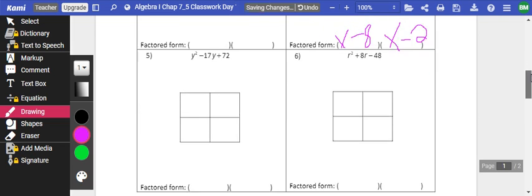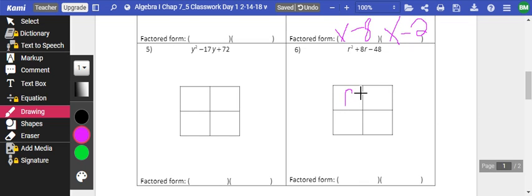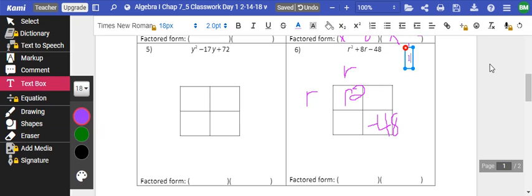Let's try number 6. We know we have r squared, goes in this box. We have negative 48, goes right here. We've got r and r. What two numbers multiply to give us 48? We've got 1 and 48. We've got 2 and 24. We've got 3 and what? Does 3 go into 48 evenly? So let's see. We've got 3 and 16. We've got 4 and 12.